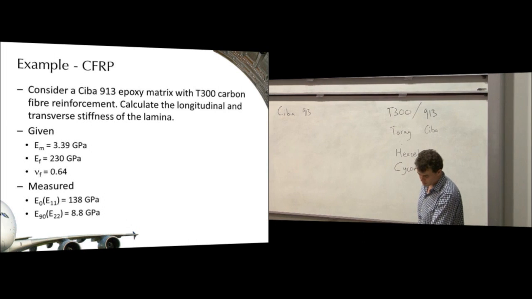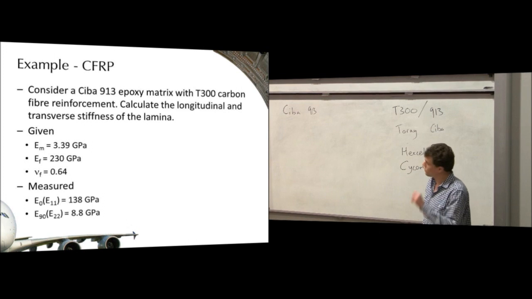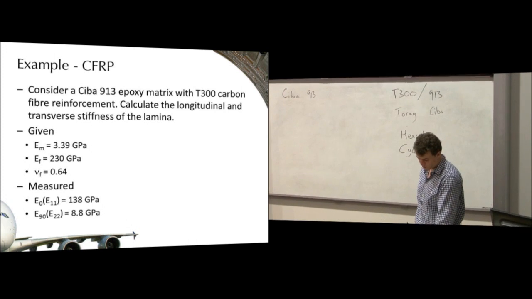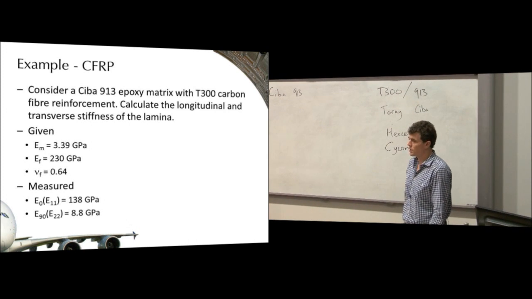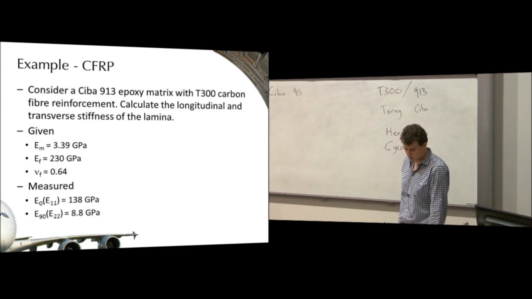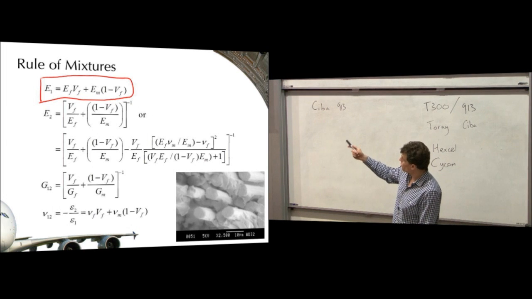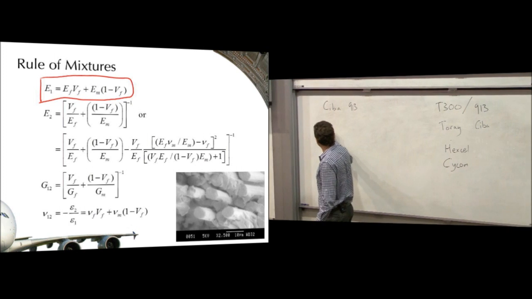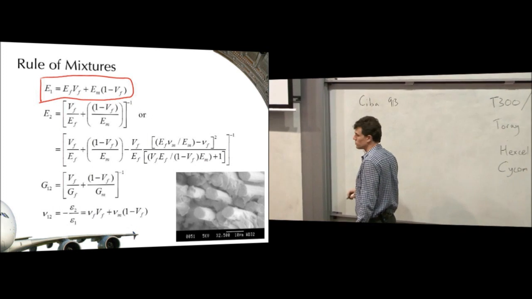So we've got our T300/913 composite, and we need to work out its properties. So we've got its matrix modulus here of 3.39 gigapascals, fibre modulus of 230 gigapascals, and volume fraction of 0.64. Now we've got some measured data, but we want to see how good our predictions are compared to the measured data. So what we've been asked to do is work out the two moduli, and we'll work out the Poisson's ratio as well. So we'll work out E1, E2, and nu12.